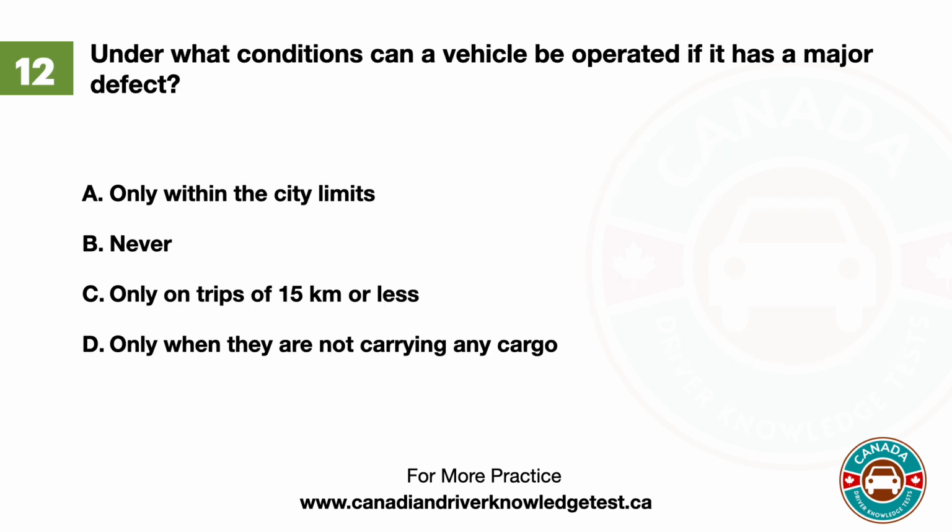Question 12. Under what conditions can a vehicle be operated if it has a major defect? A. Only within the city limits. B. Never. C. Only on trips of 15 kilometers or less. D. Only when they are not carrying any cargo. The answer is B. Never.